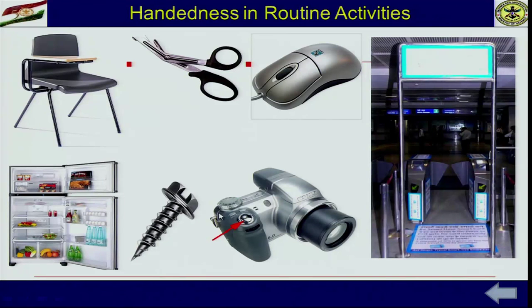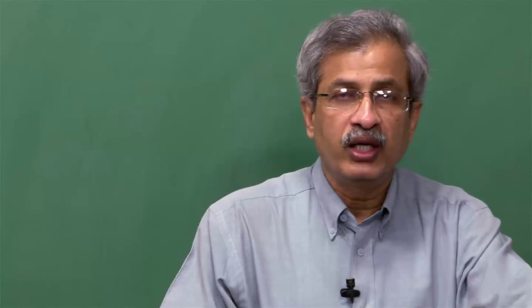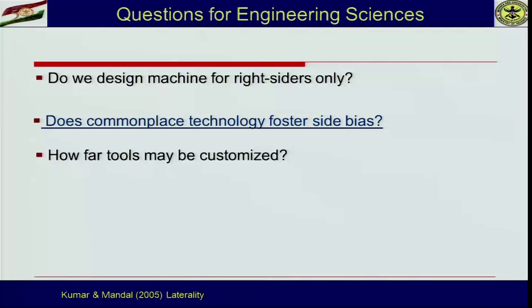So, the question comes, with all these gadgets available in the world meant only for right sided people, what are the engineering challenges for tools which should be meant for both sided people, or at least create some machines which are conducive to the requirements of left handed people? How far may these tools be customized? That is also a very important issue. Like in an aeroplane, if we have a left handed pilot, to what extent can we design an aeroplane cockpit for the benefit of the left handed pilot?